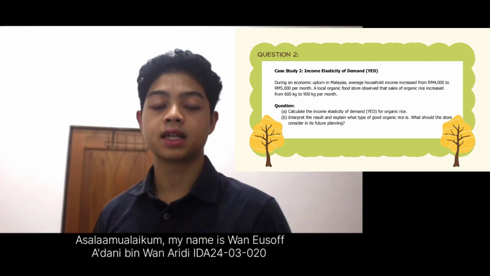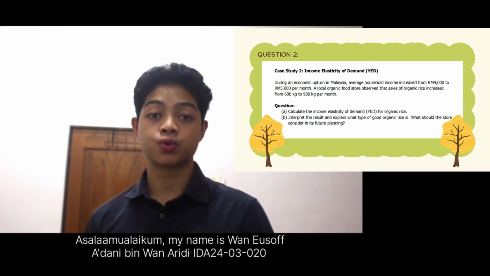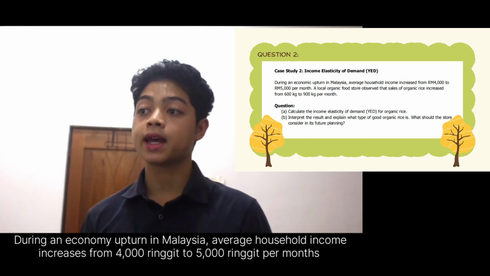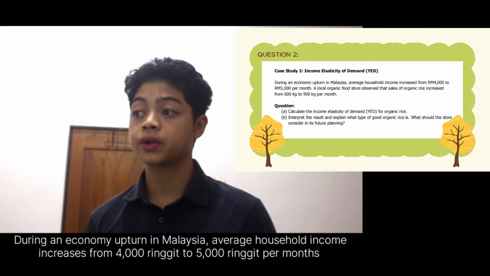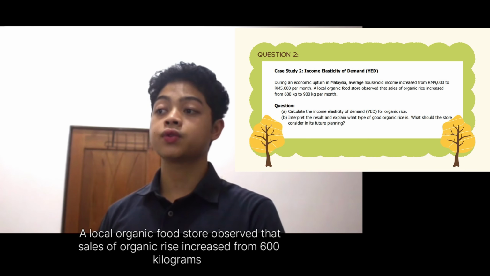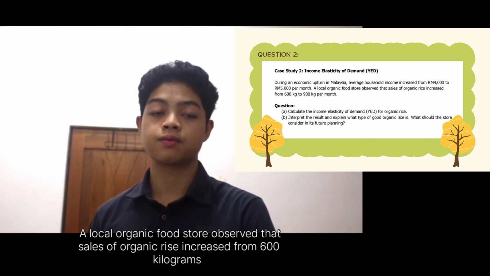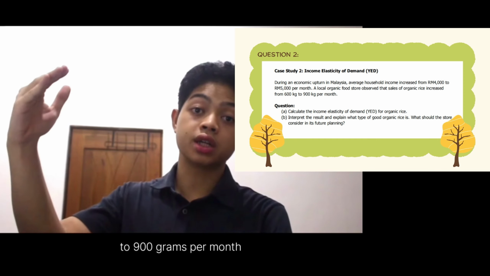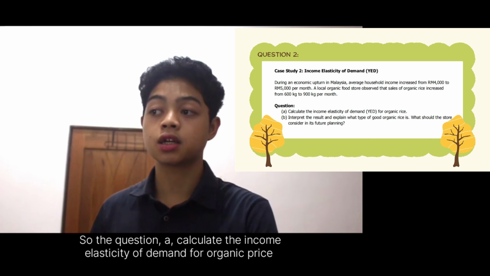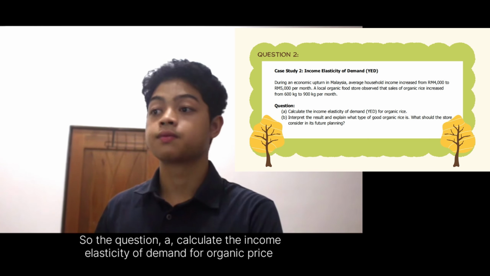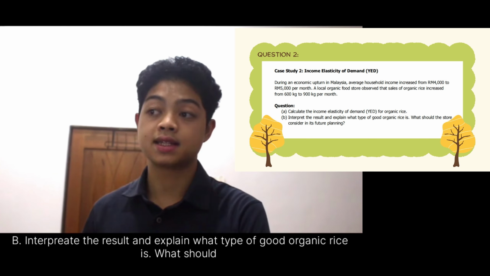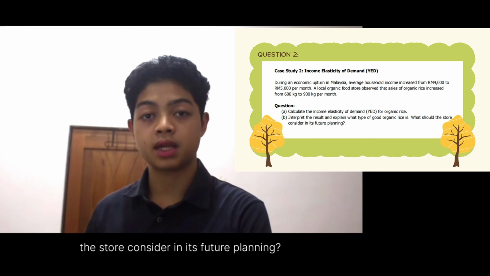Assalamualaikum, my name is Wan Yusuf Adani bin Wan Aridi, IDA 240320. Today I'll do case study number 2, income elasticity of demand. During an economic upturn in Malaysia, average household income increases from 4,000 ringgit to 5,000 ringgit per month. A local organic food store observed that sales of organic rice increased from 600 kilograms to 900 kilograms per month. The questions are: A, calculate the income elasticity of demand, or EY, for organic rice. B, interpret the result and explain what type of good organic rice is. What should the store consider in its future planning?